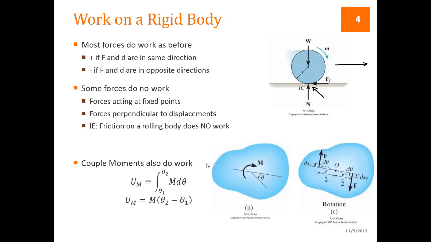Something that's new for rigid bodies is that in rigid bodies we could have applied moments or couple moments. The work done by a couple moment is the integral over the angular displacement of the moment times the change in angular displacement, d theta. So if it's a constant moment, we can get rid of the integral and we have the work is equal to the constant moment times the final position minus the initial position, which is much like work in the linear domain where it's force times the final position minus the initial position.